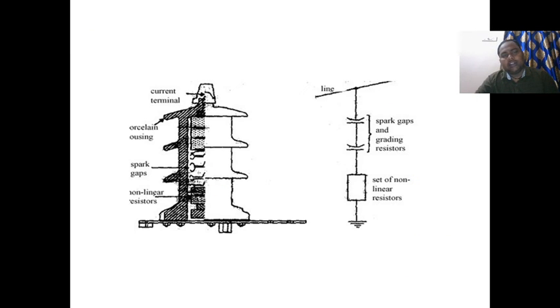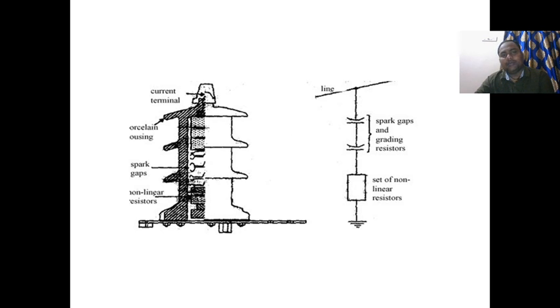So please observe the diagram of the thyrite type lightning arrester. There is a line. So this is the spark gap and grading resistors. This is a set of non-linear resistors. So non-linear resistors, spark gap, line coupling, current terminal. Please observe the thyrite type lightning arresters.